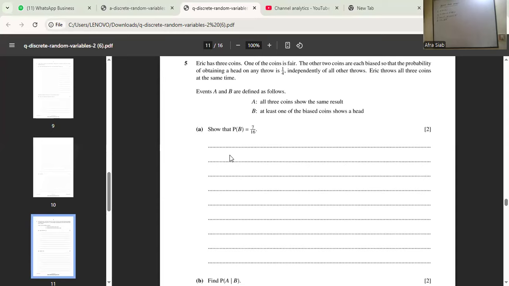Eric has 3 coins. One of the coins is fair, and the other two coins are biased so that the probability of obtaining a head on the throw is 1 over 4, independent of all other throws. Eric now throws three coins at the same time. Events A and B are defined as follows. A is the event that all three coins show the same result, and event B is that at least one of the biased coins shows a head. Show that the probability of B is equal to 7 over 16.